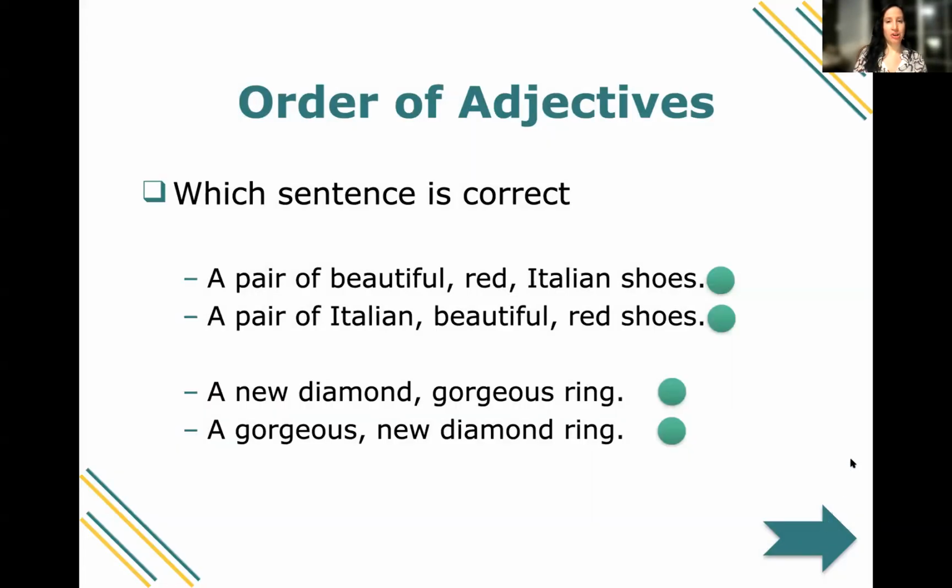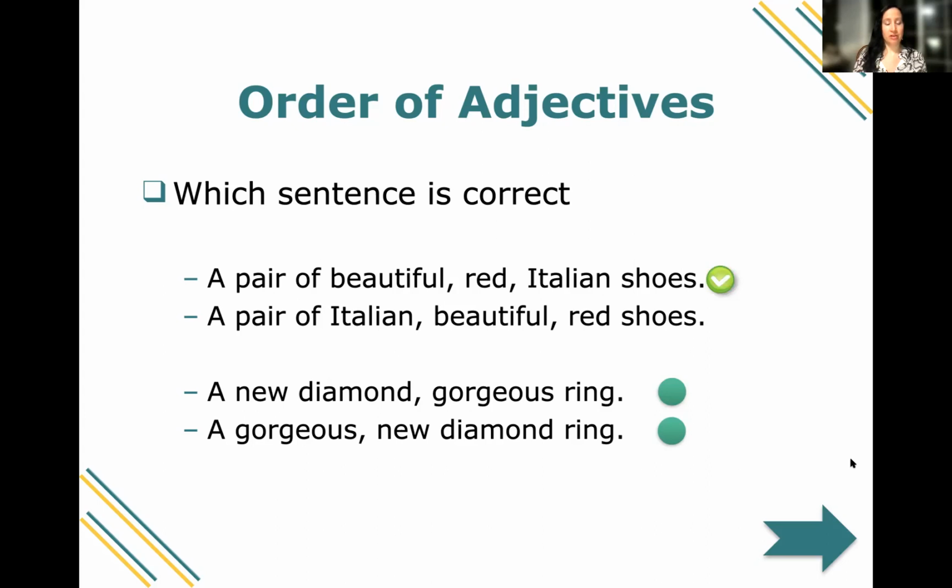All right, order of adjectives. Now this is a fun one. Now, you ever want to describe something and it just has so many adjectives? Well, this is the correct order of adjectives. Let's look at the first one. Would it be a pair of beautiful red Italian shoes? Or would it be a pair of Italian beautiful red shoes? Which one? It would be a pair of beautiful red Italian shoes.